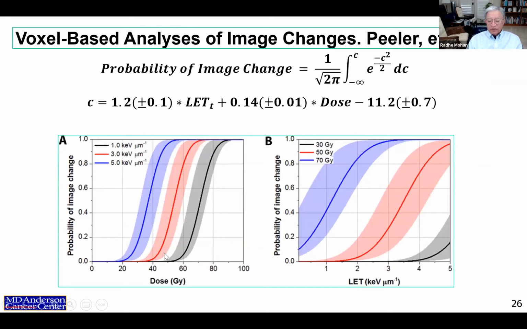By the way, both are the same data plotted in different ways. The image changes, or voxel changes, are a function of not just dose, but also a function of LET. As you can see, this is as a function of LET plotted here for different doses. This is a function of dose for different LETs. And in a way this implies that variable RBE is important. You cannot assume RBE to be a fixed value of 1.1.